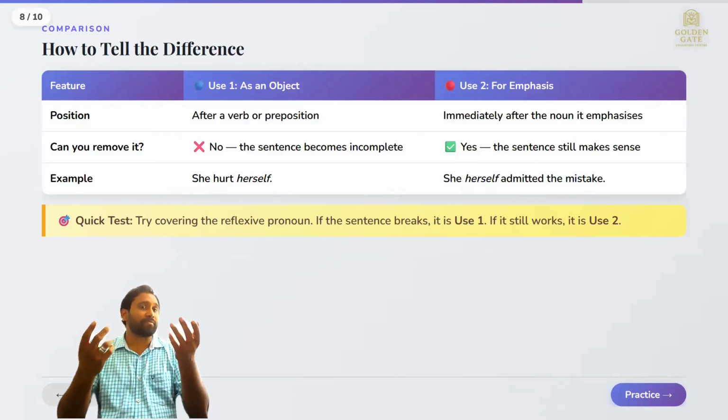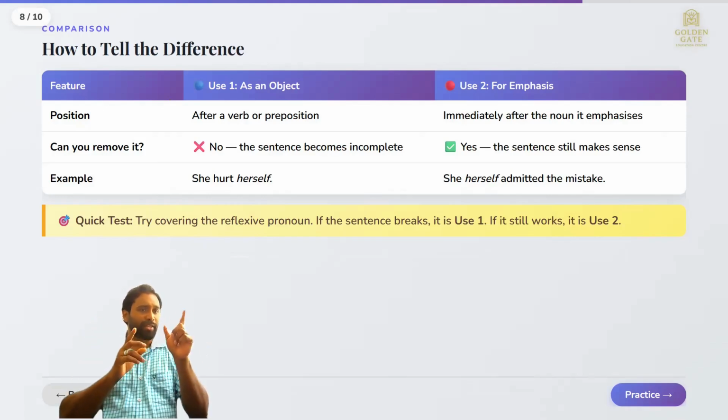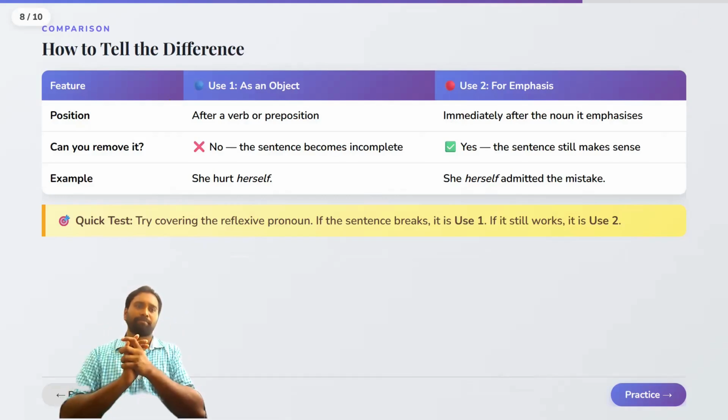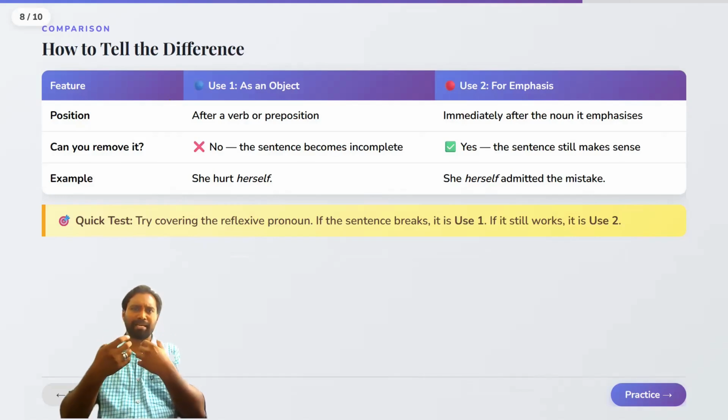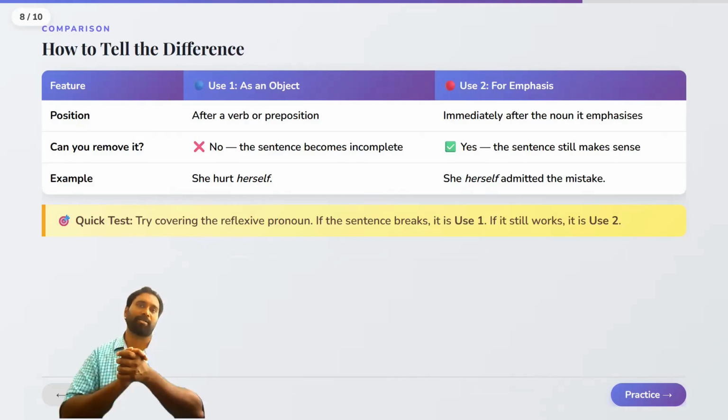Let's verify what we just discussed. Look at the first example. She hurt herself. Just remove the reflexive pronoun herself. What do we get? She hurt. That's incomplete. Hurt who? No idea. So that is the reason why we have used the reflexive pronoun as the object.